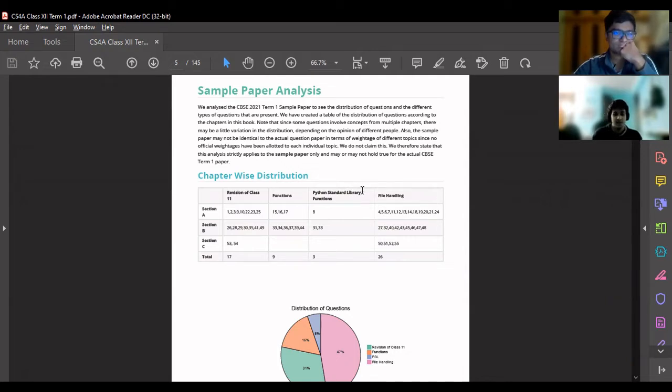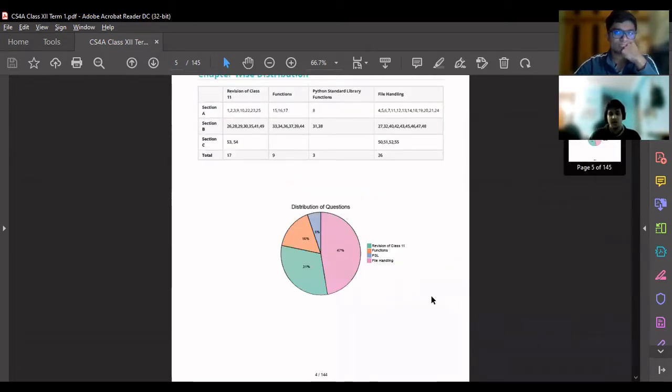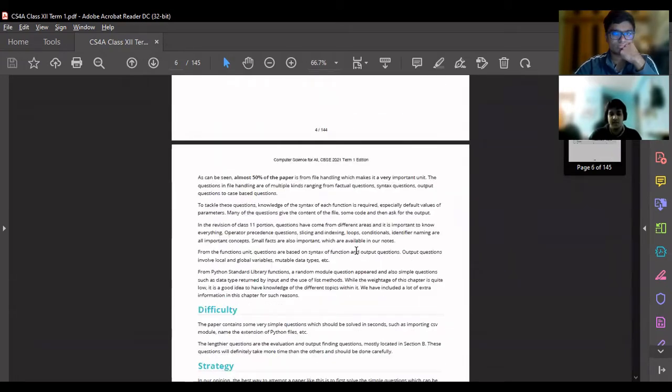You can also see the pie chart available to see how the questions have been distributed in the sample paper, which may or may not be the same as the actual board paper. So you can see this pie chart here. We have file handling, which has a maximum weightage in this paper. So based on that, we now go on to a strategy and a difficulty section.